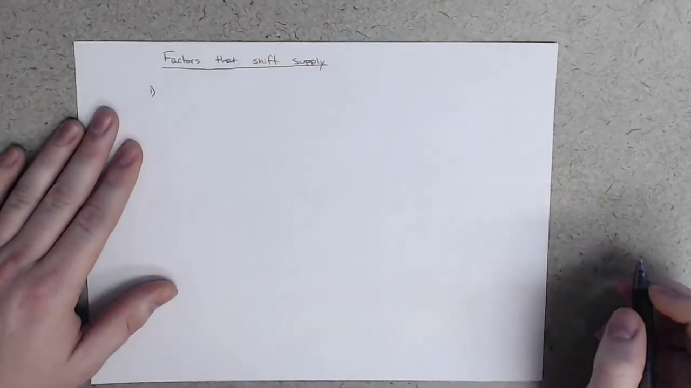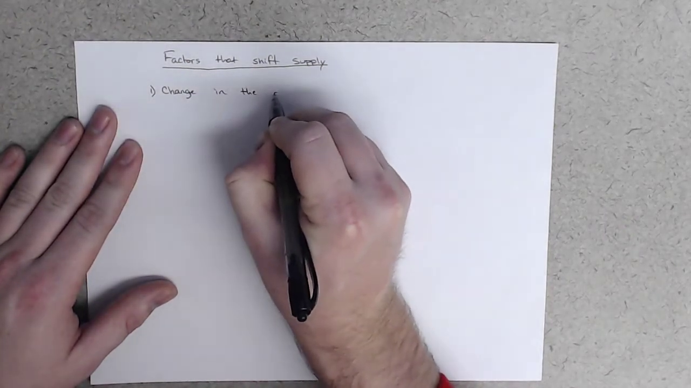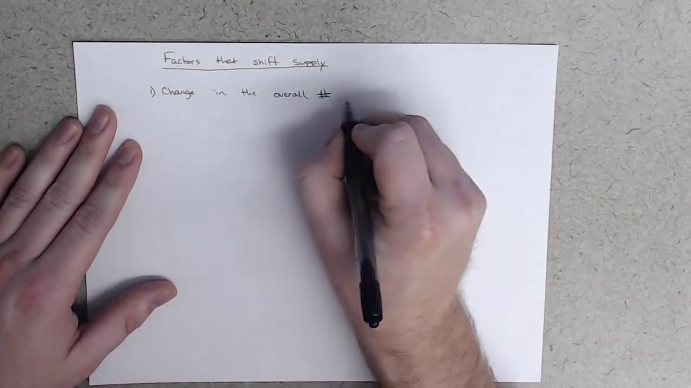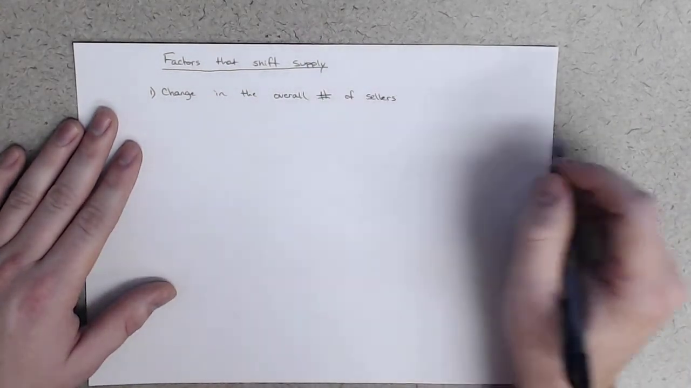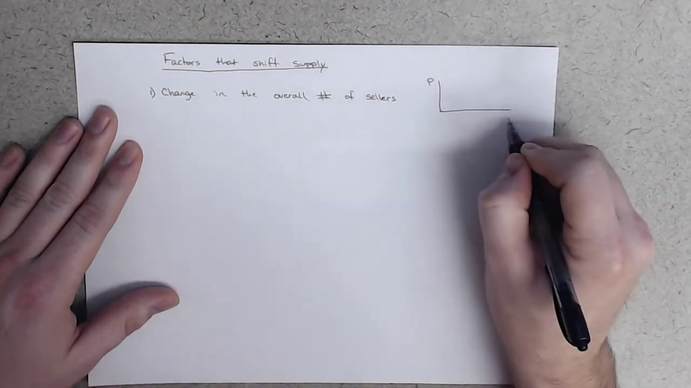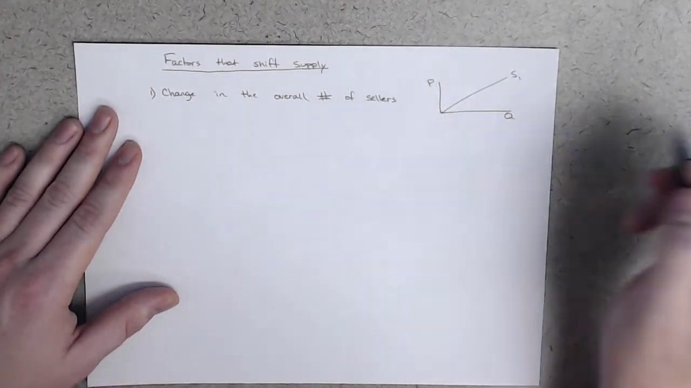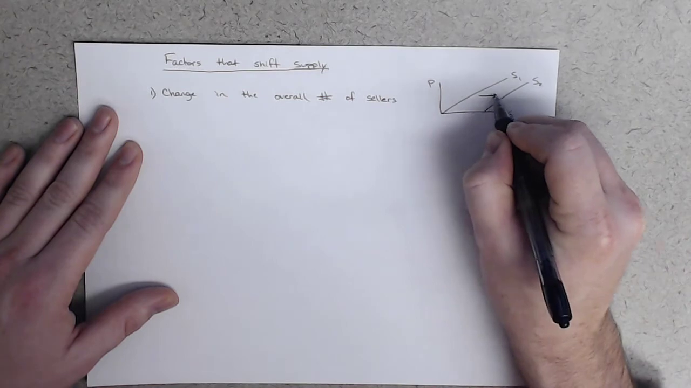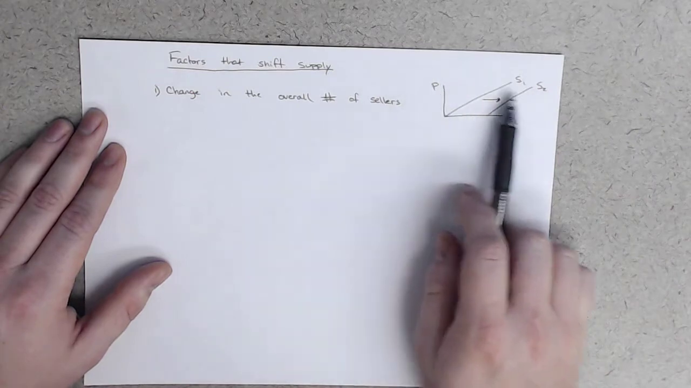And so the first one is a change in the overall number, that's a number sign, not a hashtag, of sellers. Okay, and so if the number of sellers increases, then we shift the supply curve to the right. Okay? We do not shift it up. In this class, we're not going to do up and down stuff. We're only doing left and right.